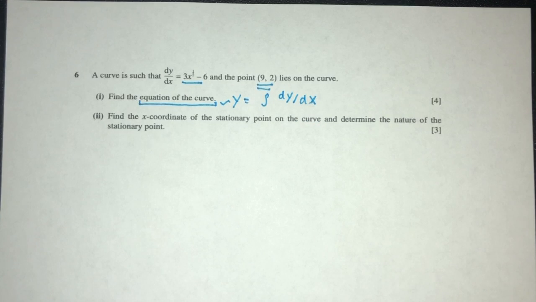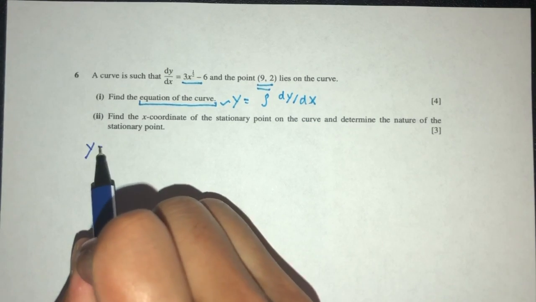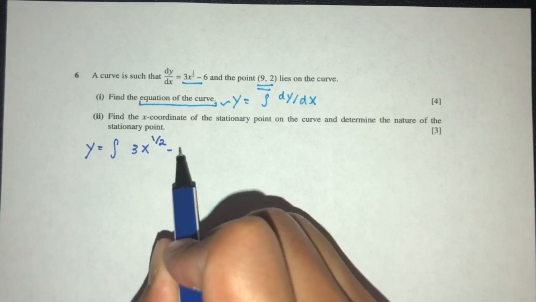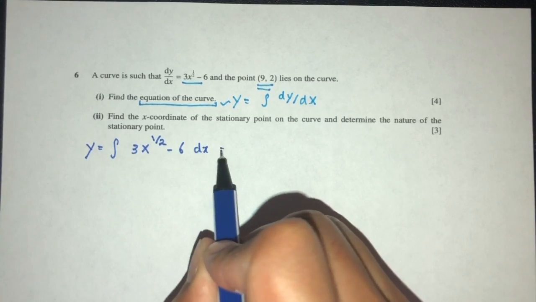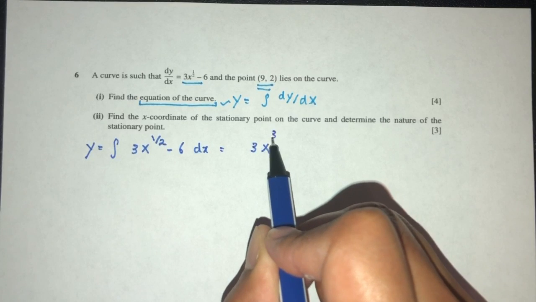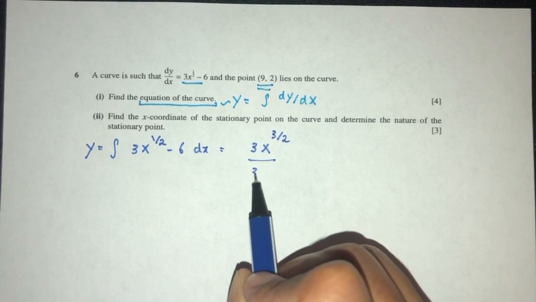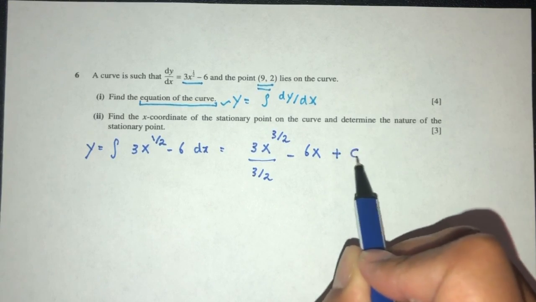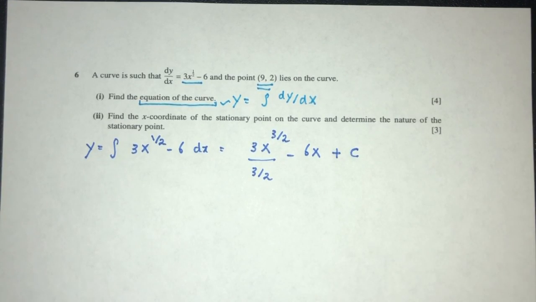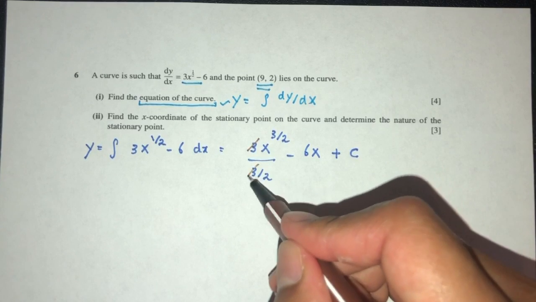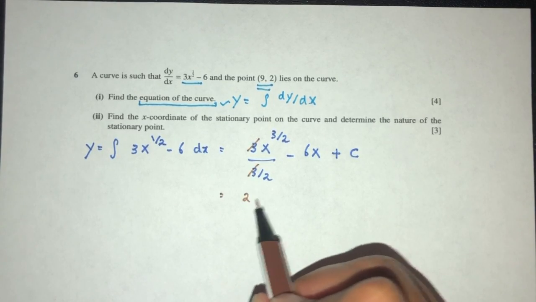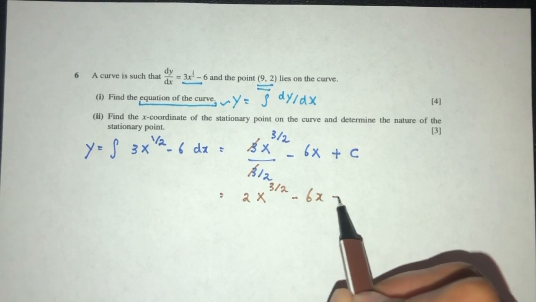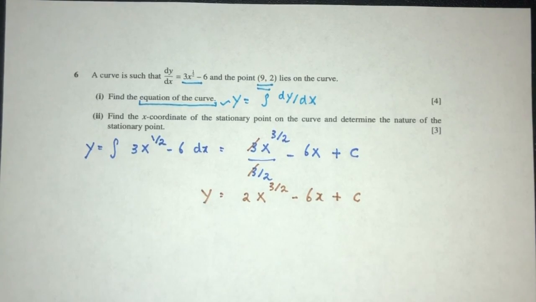So let's do this. Part 1, that should be integration of dy by dx, which is 3x power half minus 6 dx. That will be 3x to the 3 over 2 divided by the power again, and minus 6x of course, plus c at the end. Now we have to simplify. This and this will cancel out. This will become 2x to the 3 over 2 minus 6x plus c, and that should be y.